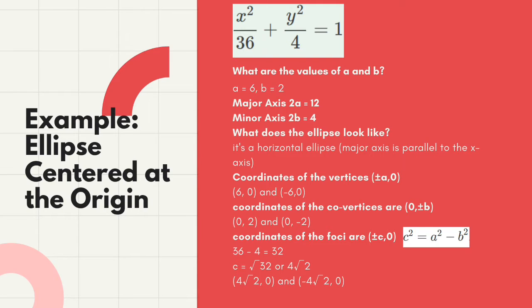In order to find the vertices, use the coordinates plus minus a, 0, which are coordinates 6, 0, and negative 6, 0. Next, to find the covertices, use the coordinates 0, plus minus b, which are 0, 2, and 0, negative 2. Lastly, the coordinates of the foci are plus minus c, 0. In order to find c, use the formula c squared equals a squared minus b squared. The final answers are 4 square root of 2, 0, and negative 4 square root of 2, 0.